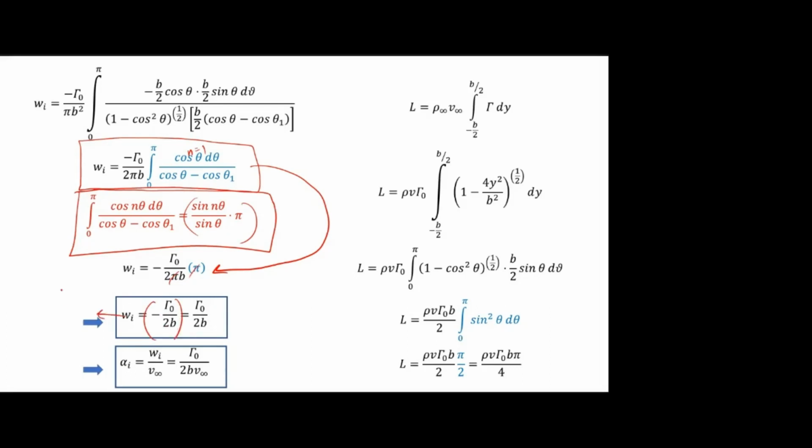We know this induced velocity is derived from the Biot-Savart law. It's simply the magnitude. So we don't take the sign, we take only the magnitude. Gamma naught divided by 2V, which is acting downwards. Once we know wi, we can find alpha I, wi by V infinity. So we found the first two terms. Is that clear?